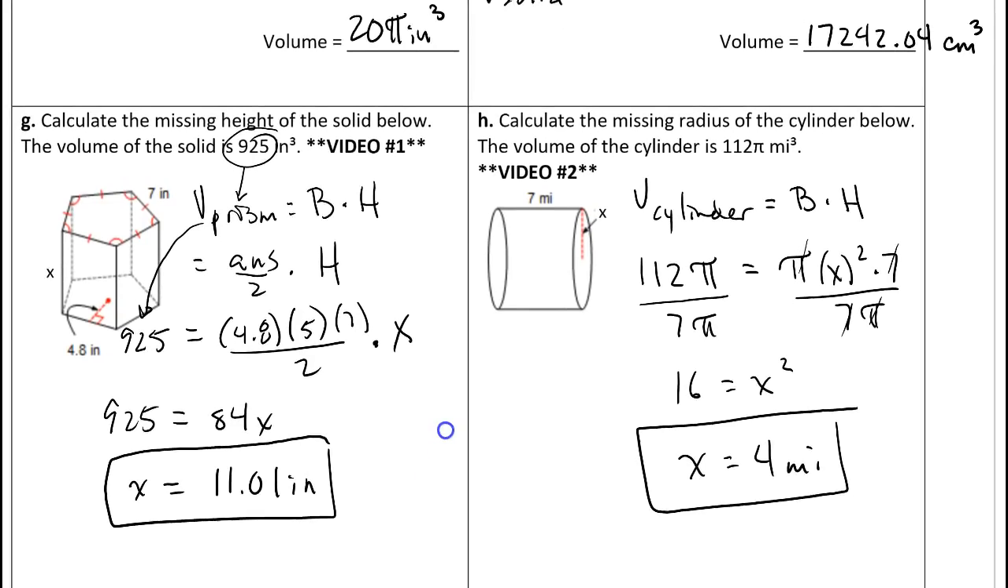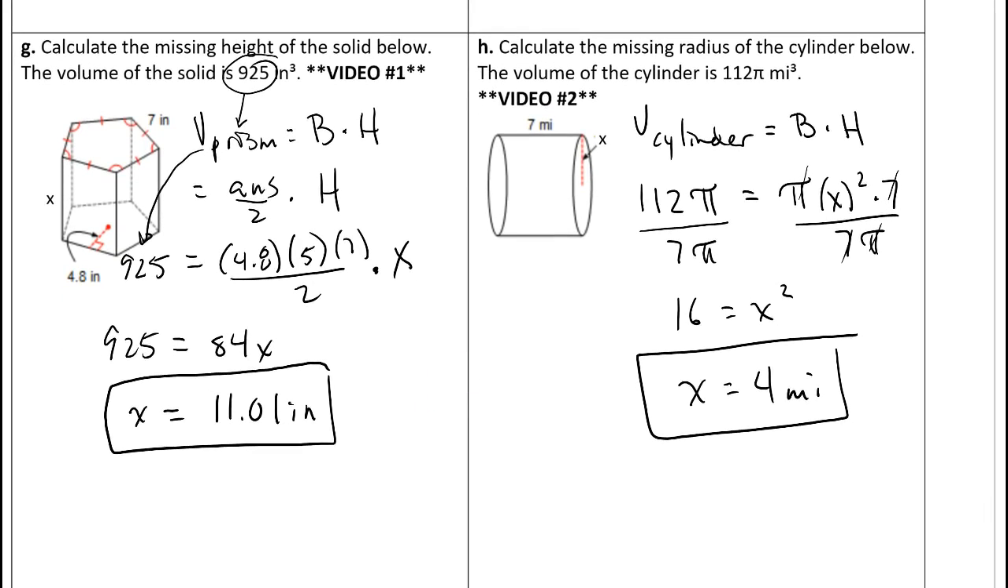And then over here for these, we know what the volume is for part G and H, so we need to solve for one of the other dimensions. The base here is a regular polygon. That's why for my base I have ANS over 2. So that ANS over 2 turns out to be 84. So 84x for the height, that's what they tell us the volume is, 925, and then divide both sides by 84 to get about 11.01 inches. Notice this is a height, so that's just in inches.